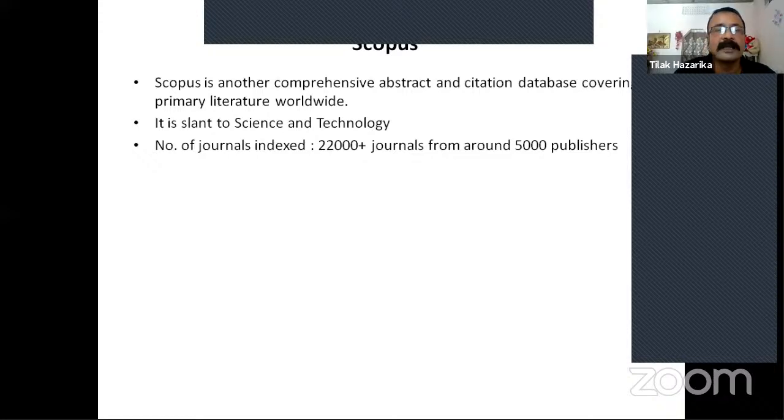So you may see here, 20,000 journals from around 5,000 world publishers are covered in Scopus. So coverage is very high in Scopus. That is why the probability and chances of getting your relevant works in Scopus is a bit high in comparison to Web of Science. Still, Web of Science is also developing its coverage at a very fast rate, and we may expect in the near future that the coverage of Web of Science will be at par with Scopus.